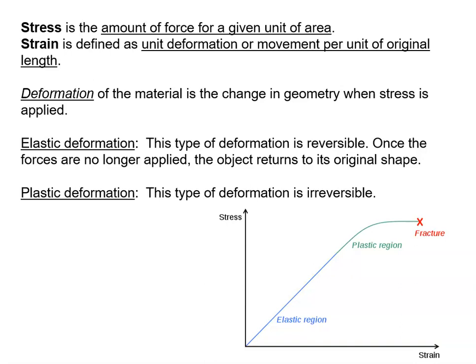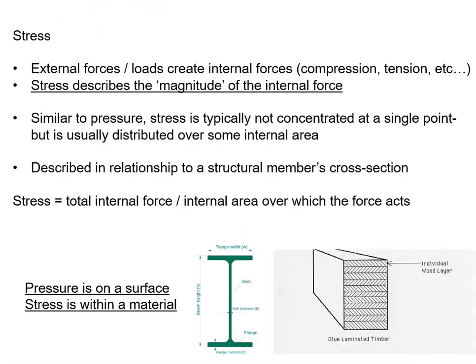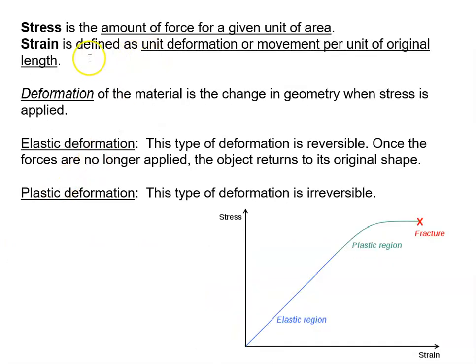Okay, so stress is the amount of force for a given unit area. So that is an amount of force described in relationship to that cross section. Strain is defined as the unit deformation or movement per unit of original length.